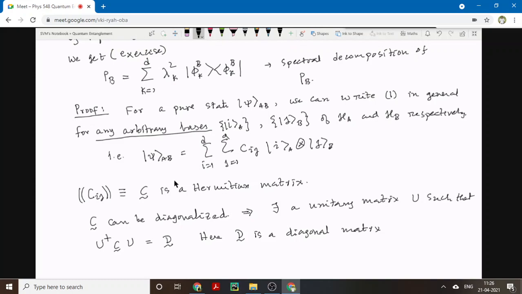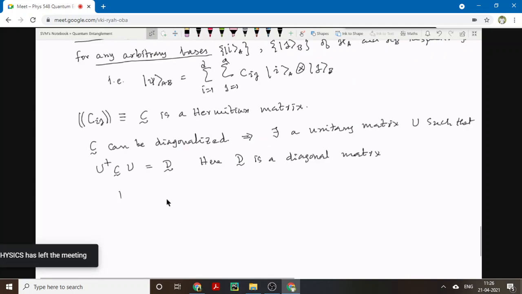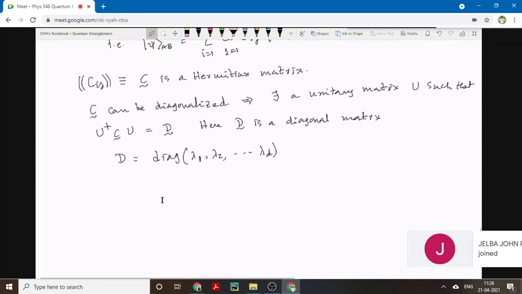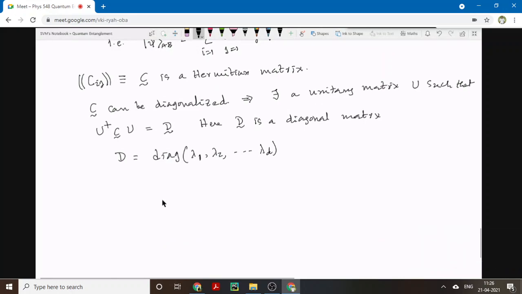And let us say that this D is a matrix which can be written as diagonal of lambda 1, lambda 2, etc., lambda d. That means along the diagonal we have lambda 1, lambda 2, lambda d like that. Okay. So express C as U D U dagger.